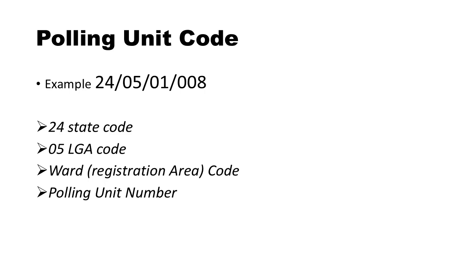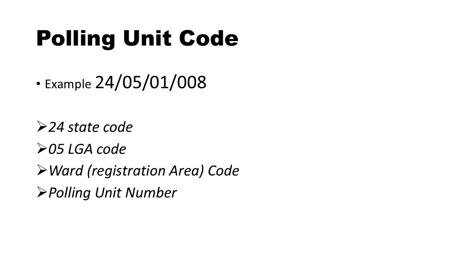Let me start with this. Every polling unit in Nigeria is assigned a unique identification code by INEC. And this code typically reflects some information. For example, look at my screen. Can you see the screen? Yes. Look at this, for example, 24/05/01/008. That's a polling unit code.